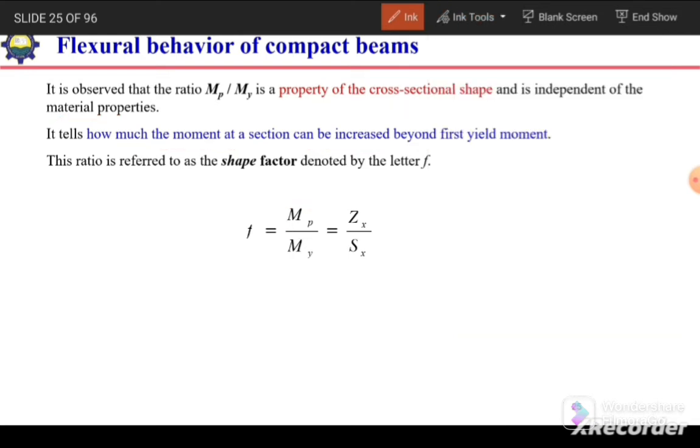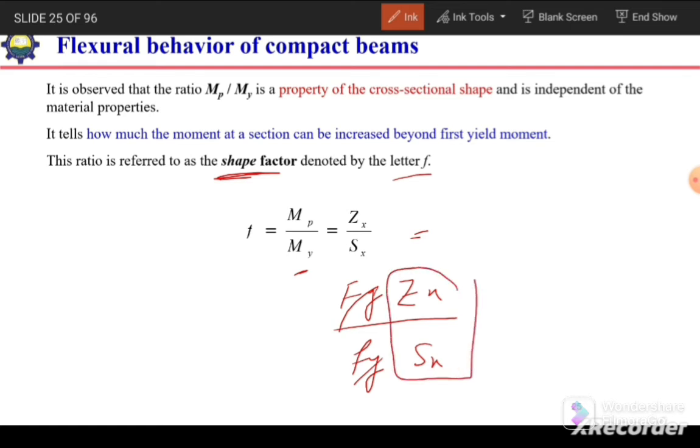This ratio is termed as the shape factor and denoted by F. So F is equal to Mp over My, and if we write Mp equal to Fy Zx and My equal to Fy Sx, the only term we are left with is Zx over Sx. So the ratio of plastic section modulus over elastic section modulus is termed as the shape factor, and from this shape factor we can see how much the moment can be increased from the first yield point.